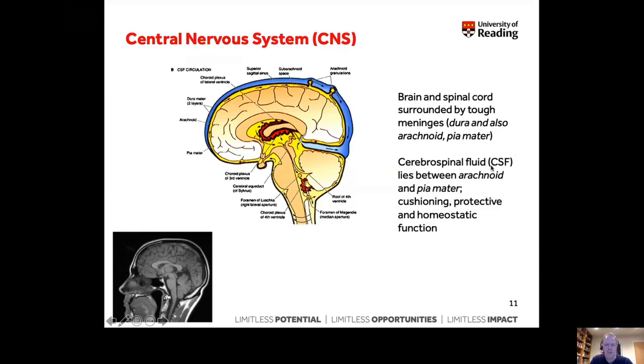So cerebral spinal fluid, CSF, lies between the arachnoid and the pia mater, very important in cushioning the brain, so preventing the brain from physically banging against the skull bone, but also very important in providing nutrients and oxygen to the brain. So it has a homeostatic function.